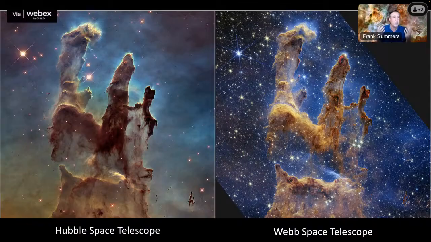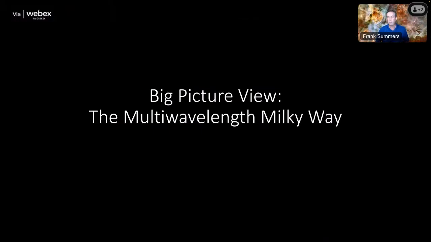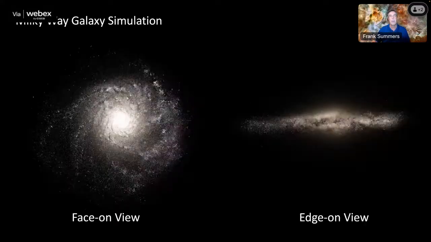Because this is a very complex image, there's a lot going on in here. We wanted to express all of the scientific ideas, and we wanted to do it right in a full three-dimensional volumetric way. But before we get there, and I show you the visualization at the end, let's start with the big picture view. Let's pull back and take a look at the Milky Way and work our way down to the Pillars of Creation. So this is a Milky Way galaxy simulation.